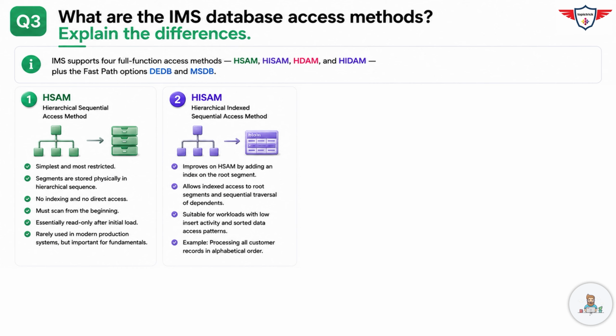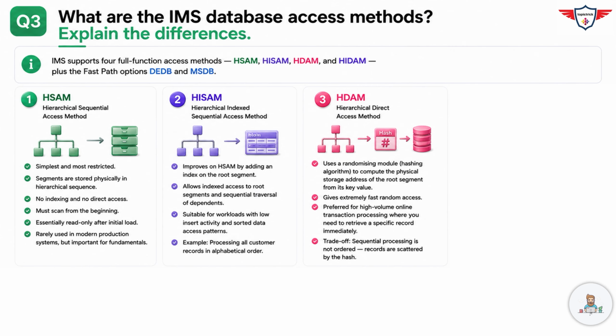Now the next one is hierarchical index sequential access method, that is HISAM. So this is basically an improved version of hierarchical sequential access method, and it is done by adding an index on the root segment. So this would eventually allow index access to the root segment and sequential traversal of dependents. It is suitable for workloads with low insert activity and sorted data access patterns, such as processing all customer records in alphabetical order.